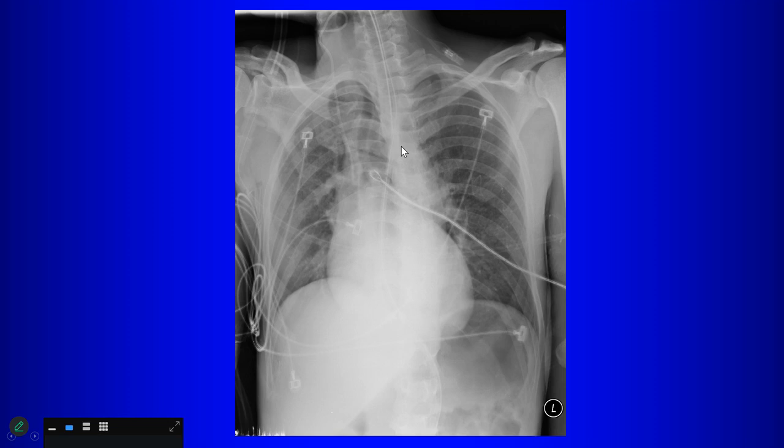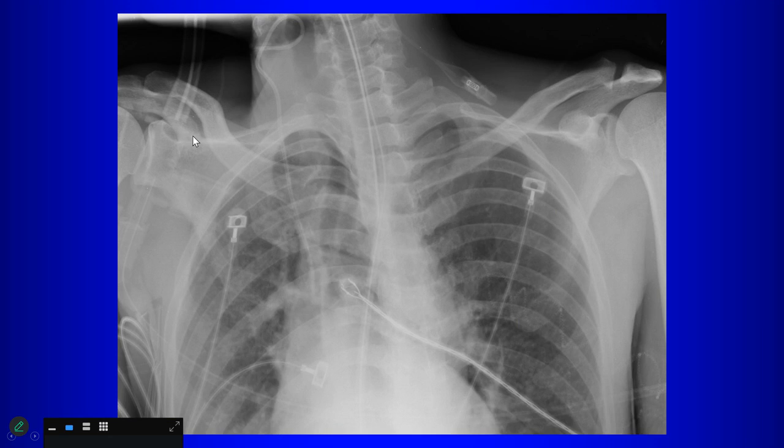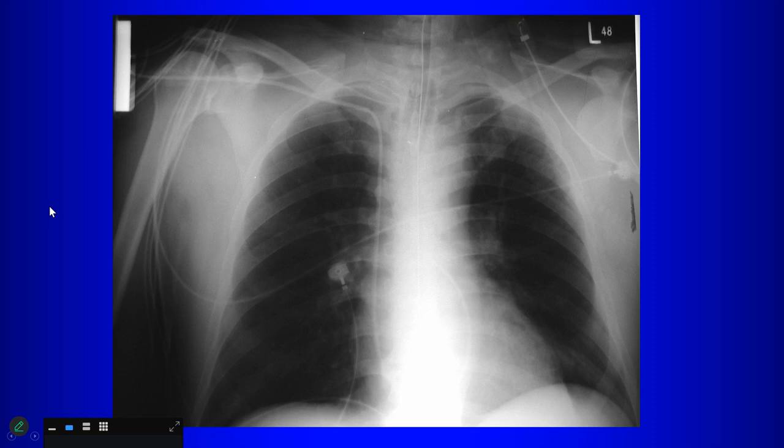Okay, so go back to the original film. The ET tube is in the esophagus. All right? So the important thing is to be systematic when you're looking at chest radiographs, right? Remember, what's the first thing we look at on chest radiographs, especially on ICU patients? Lines and tubes, right? So you have to look at that first on chest radiographs.